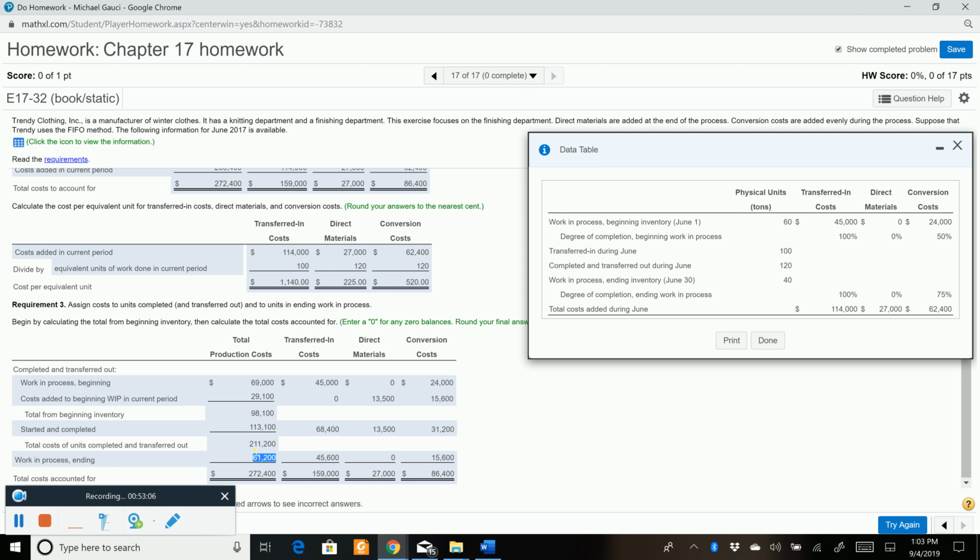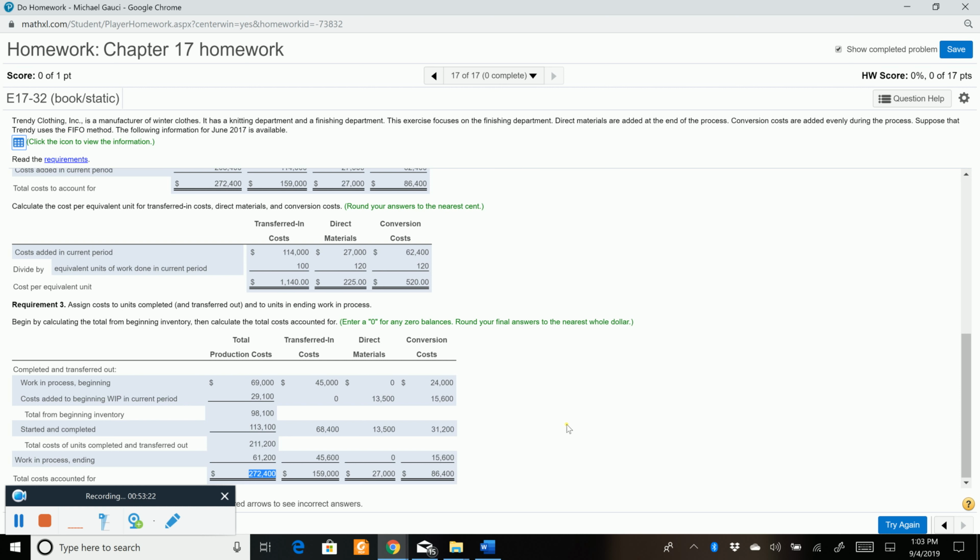If you add these two numbers up, the 211,200 plus the 61,200, you have accounted for the full $272,400 worth of costs that we need to account for. Long process. Hopefully you understand the difference between weighted average and FIFO. That comes into play when we have beginning WIP and we have ending WIP, and we need to make sure that our costs flow through the process, through the assembly line in the proper way.